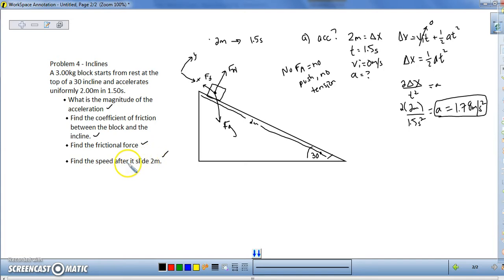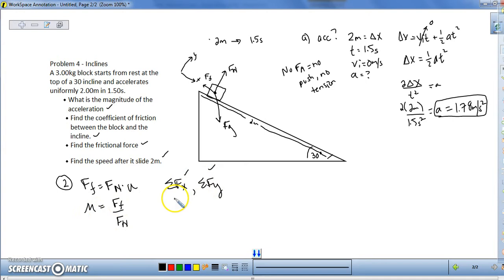Okay, with that said, we need to find the frictional force, and one tactic is to find the normal force, which is where we're going. Find force friction and force normal by looking at the sum of the forces in the x, and then the sum of the forces in the y. It says find mu. Mu is force friction divided by force normal. So I need to find both of these, force friction from here and force normal from here. Watch what happens.